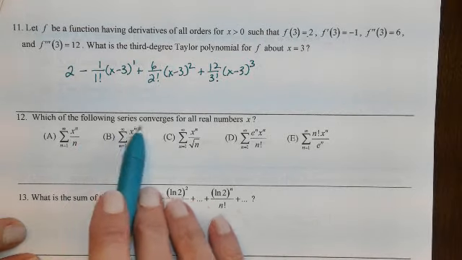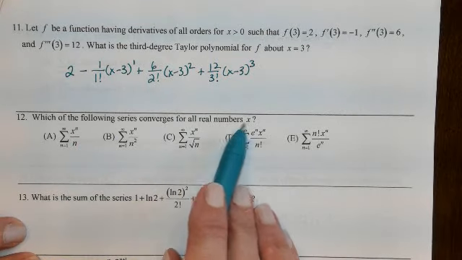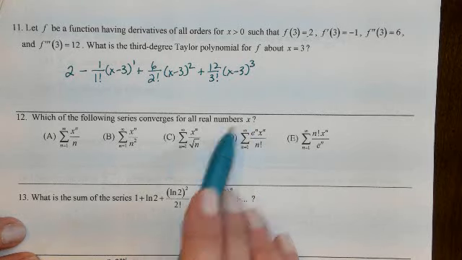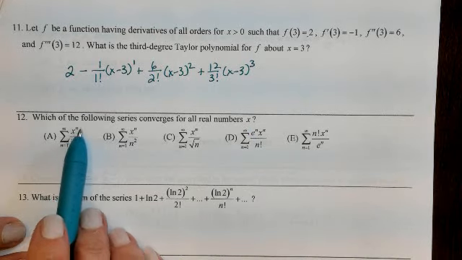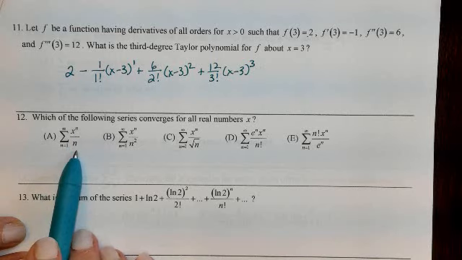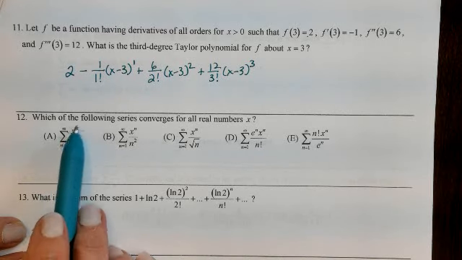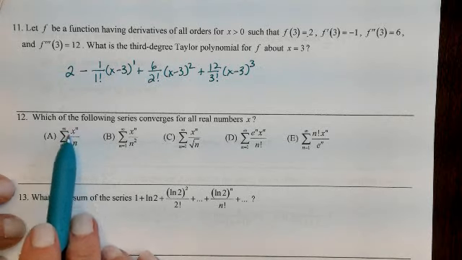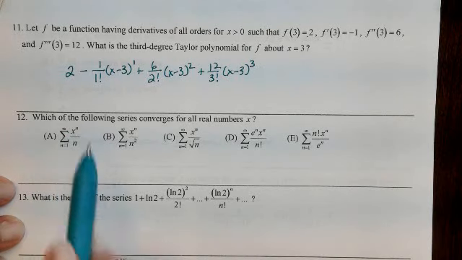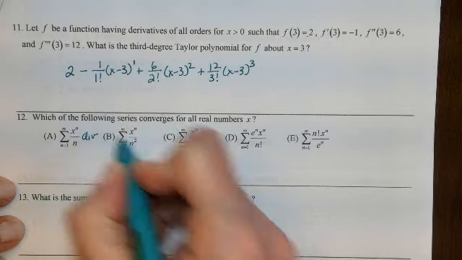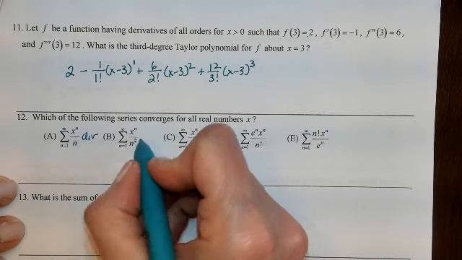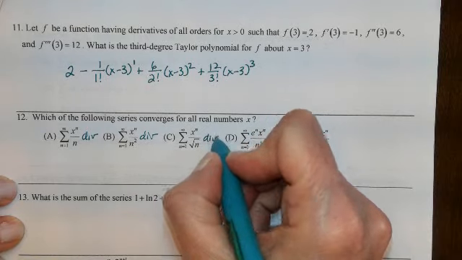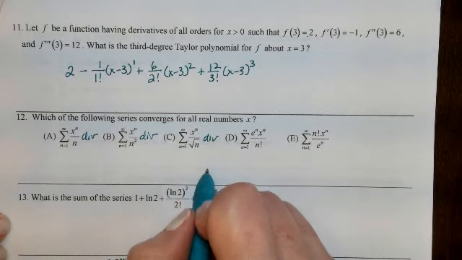Okay, which of the following series converges for all real numbers x? Okay, for all real numbers x. So if I put a 5 in for x, I'd have 5 to the n over n. Does that converge? No, that diverges because 5 to the n is heavier as n goes to infinity, that is going to rule, right? So this diverges. For the same reason this diverges. For the same reason this diverges, that x to the n is going to rule, right?